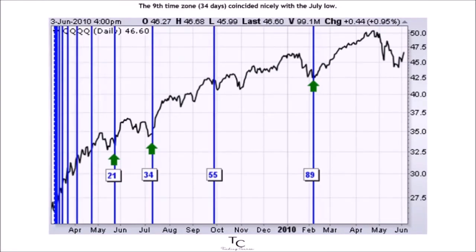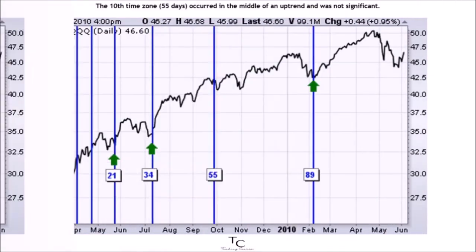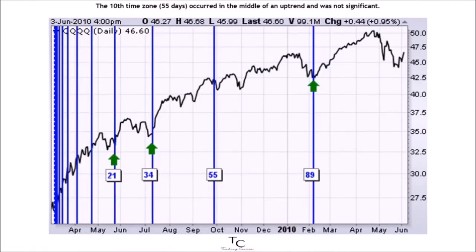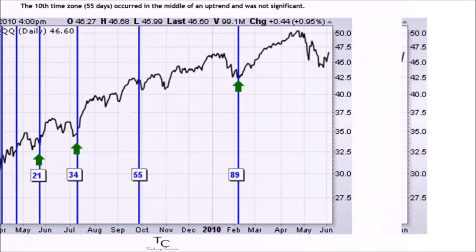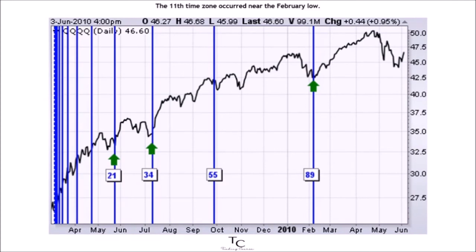The 9th time zone, which is 34 days, coincided nicely with the July low. The 10th time zone, which is 55 days, occurred in the middle of an uptrend and was not significant. The 11th time zone occurred near the February low.